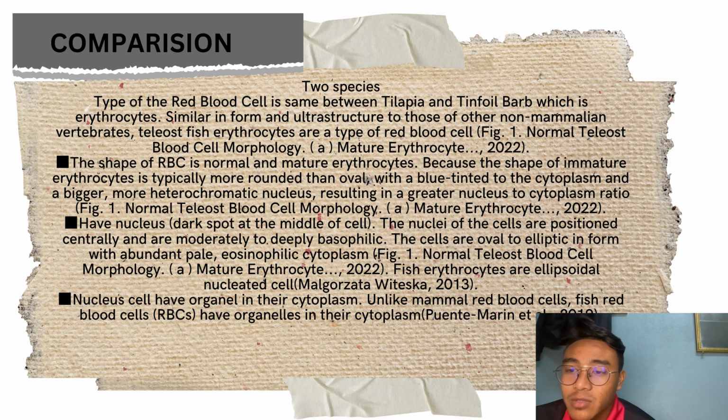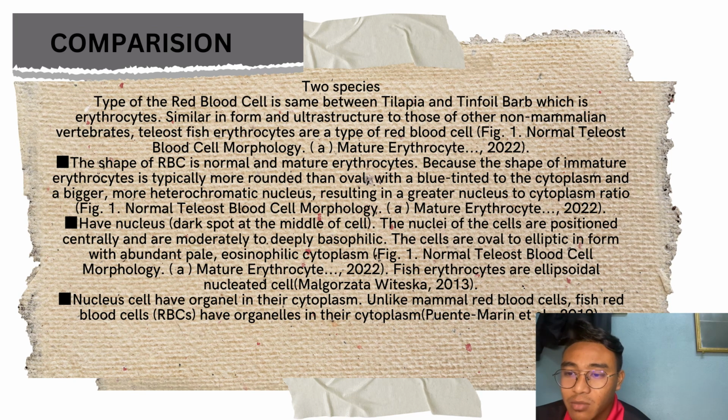Normal teleost blood cell morphology, matured erythrocyte. The shape of RBC is normal and matured erythrocyte. Because the shape of immature erythrocyte is typically more rounded than oval, with a blue tinted cytoplasm and a bigger, more heterochromatic nucleus, resulting in a greater nucleus to cytoplasm ratio.